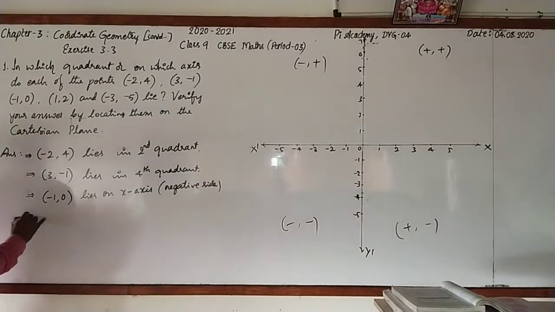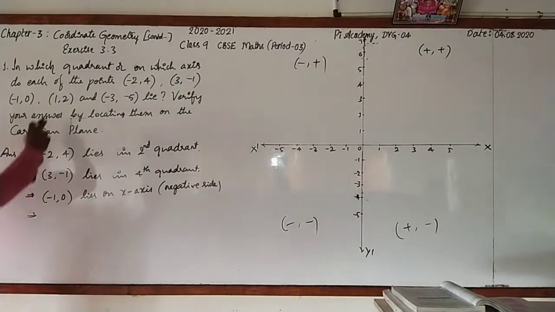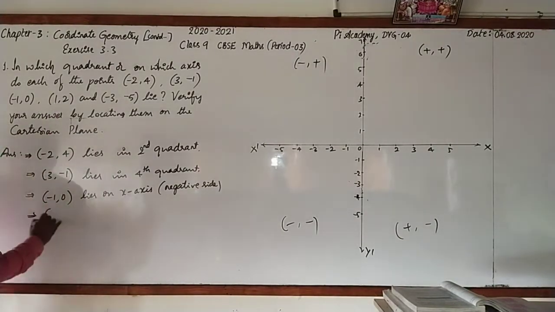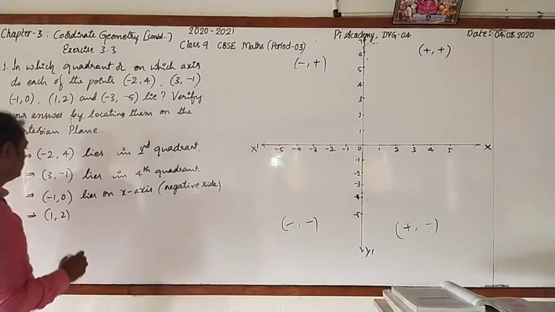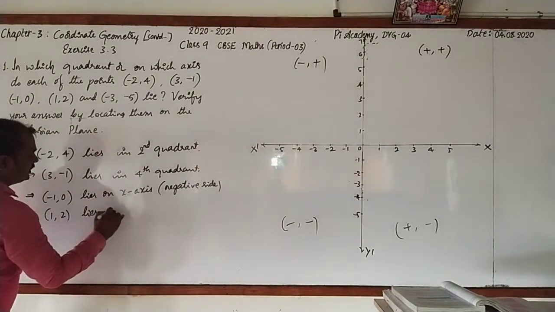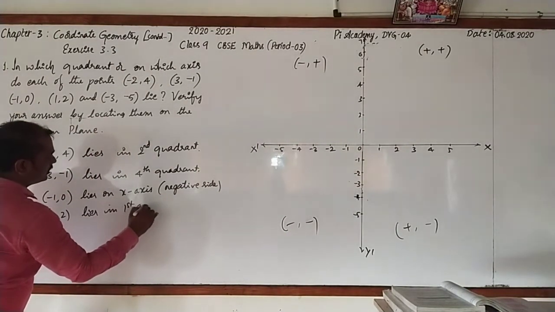Next, let's move on to the fourth point. It is (1, 2). X is positive and y is also positive. Which quadrant is that? This is the first quadrant. We can write it lies in the first quadrant.